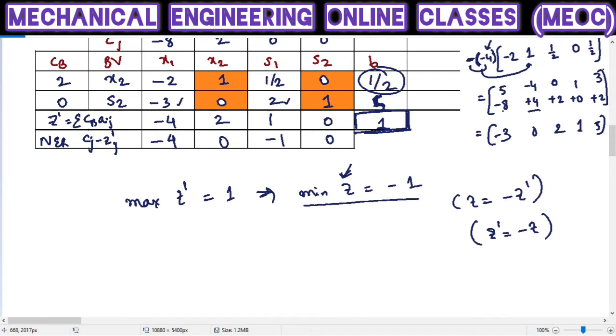So the solution is that minimum z is minus 1 with x2 as half, s2 as 5, x1 is 0 and s1 is 0. So this is the answer by method 1, where we have converted the given problem into a maximized type. Now let us solve the same problem without converting it into a maximized type. So keeping it as a minimized type only, we have to solve the problem.